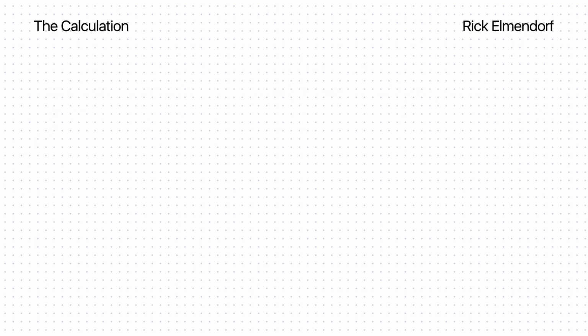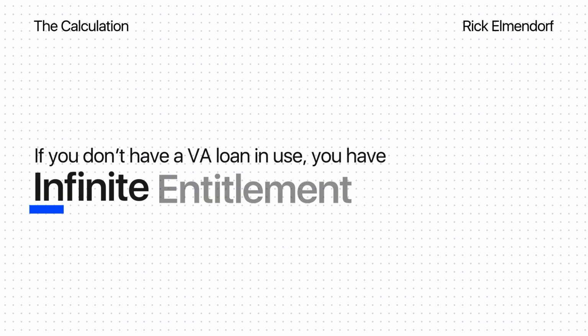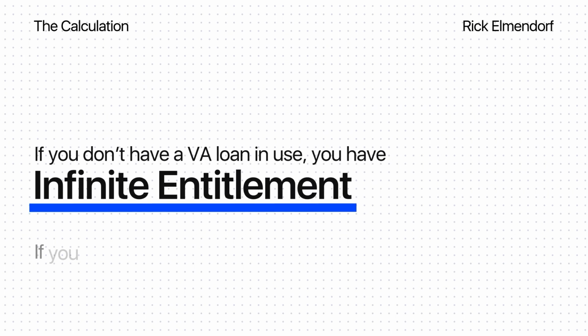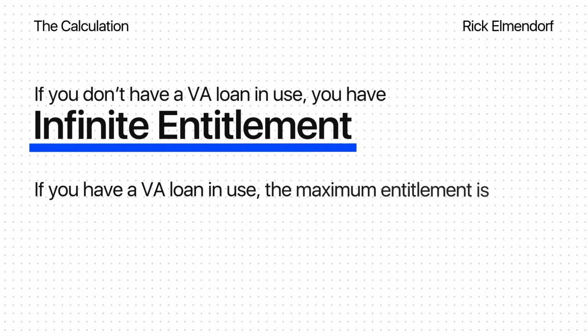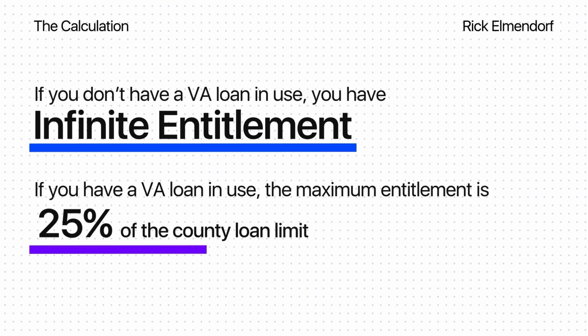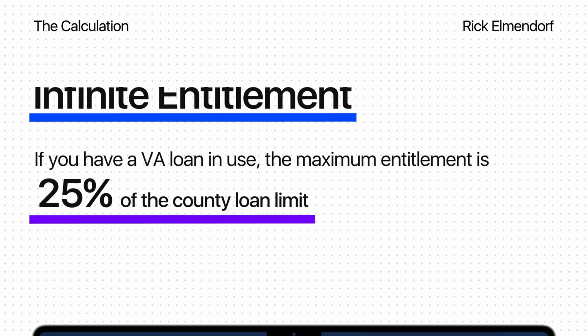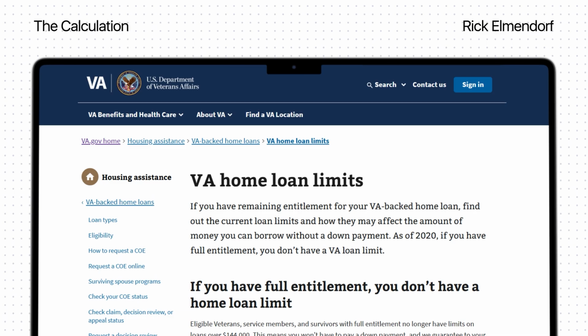Let's look at calculating your maximum entitlement. If you don't have a VA loan in use, you have infinite entitlement. However, if you have a VA loan in use, the maximum entitlement is going to be 25% of the county loan limit. And again, you can find the county loan limits in the description.